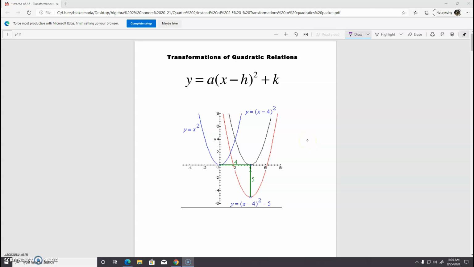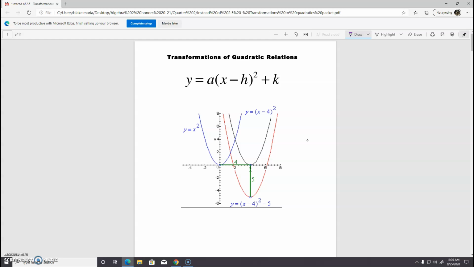Hey guys, today we're going to talk about transformations to the quadratic functions that we were talking about last week. You're going to be doing this worksheet on your own, but I want to give you a couple of pointers so that you know where you're going.